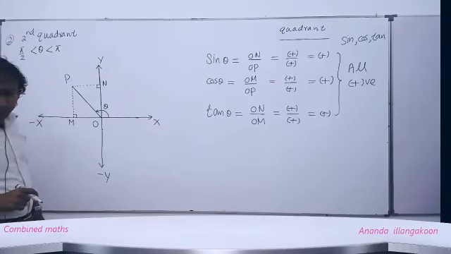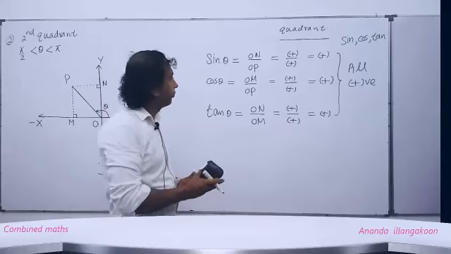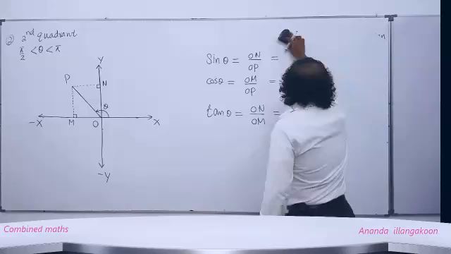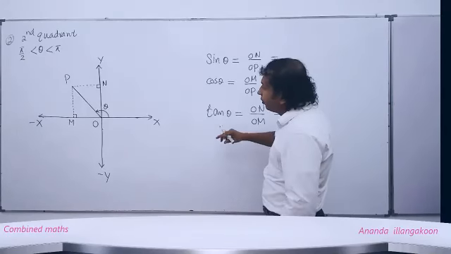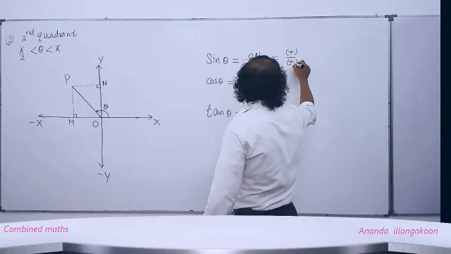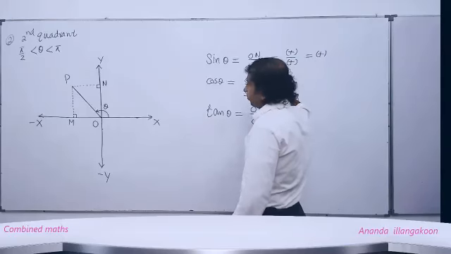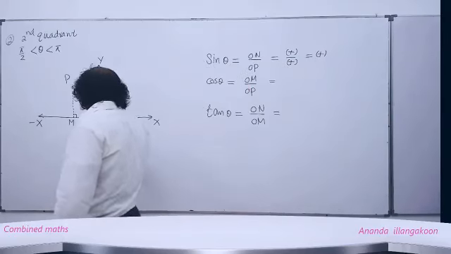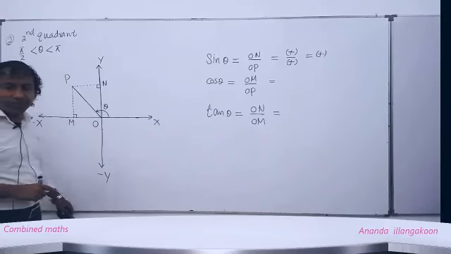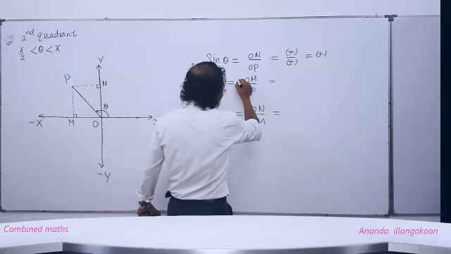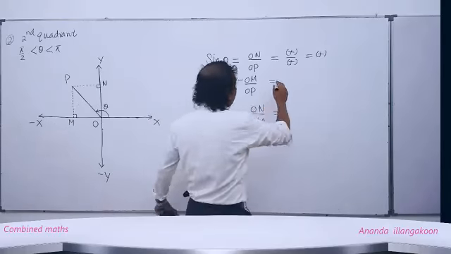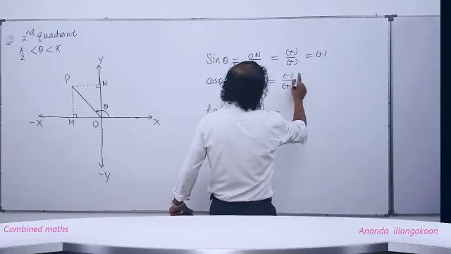Now find sine, cos, tan. Right. Sine is ON, positive, divided by OP. This is positive. This is positive. Positive by positive is positive. Cos, people. Now this OM is on the negative x-axis, so we have to put a negative sign here. But OP is always positive. Therefore, the numerator is negative, the denominator is positive. Negative by positive is negative.